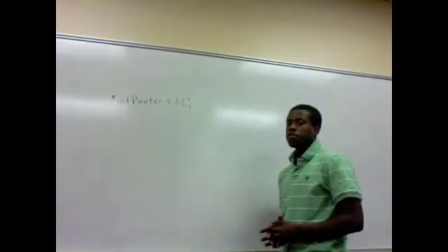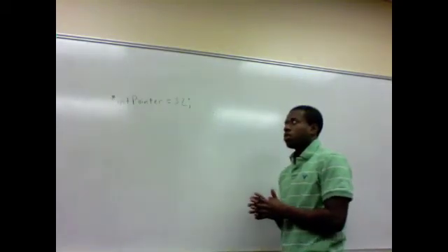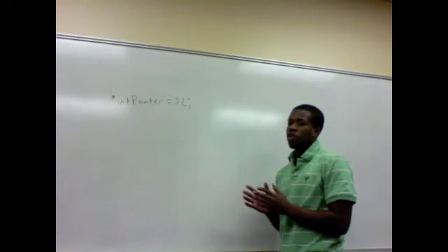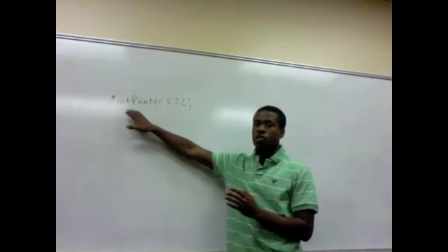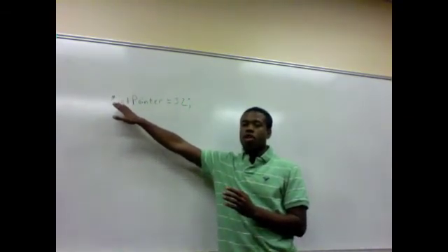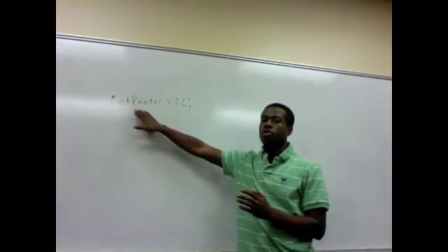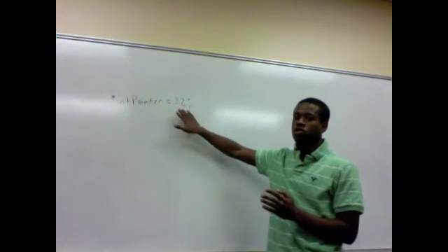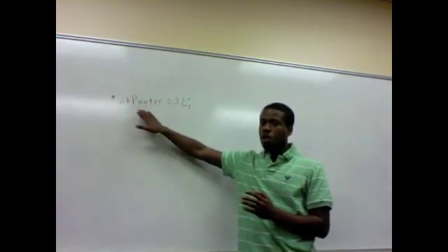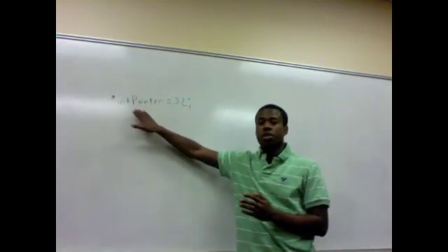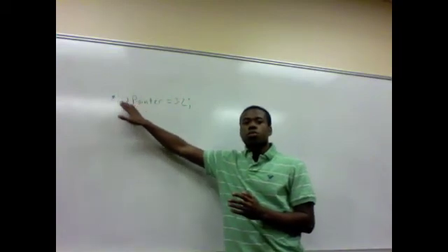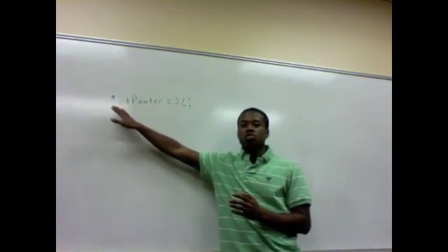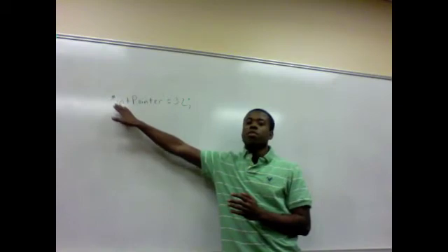Okay, so now that I've set up this example, we're going to show you what the dereference operator actually looks like. So what we have currently right now is this asterisk here followed by int pointer equal to 32. Now, our pointer is called int pointer. So to identify it, we don't need an asterisk. That's where the dereference operator comes in.